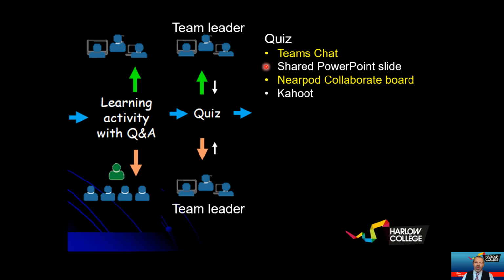Another option would be for both groups to create a PowerPoint slide that had all the questions on, and then share their screen and go through it one at a time. The Collaborate board in Nearpod is a great way for students to share information so that all of them can see it. Or of course, another option is that most students quite like Kahoot, so each group could create their own Kahoot for the other group to answer. So a few options there for how to facilitate the cross-group quiz.